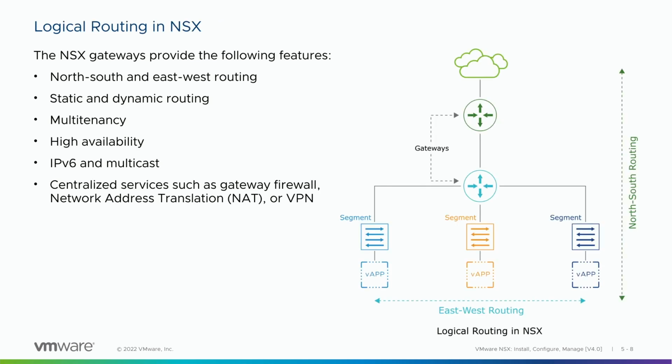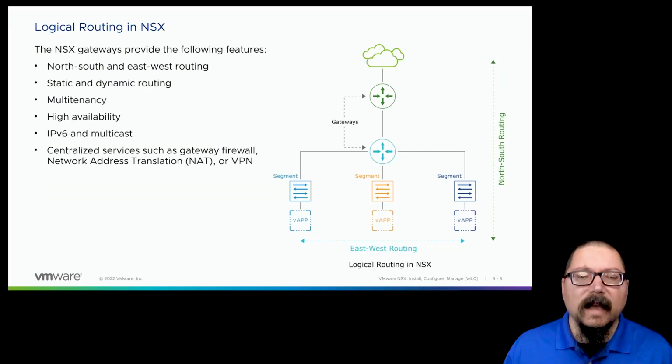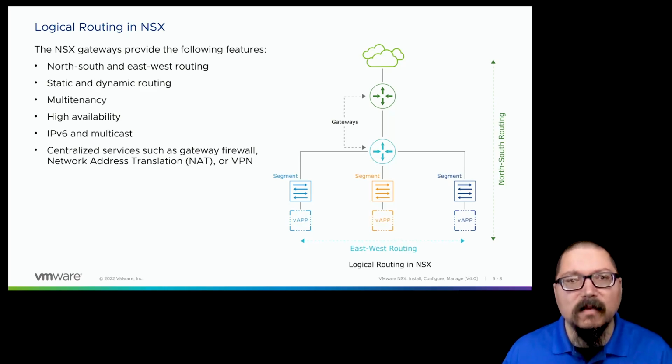Now, in NSX, we're going to have different logical routing to support different needs, right? We have centralized north-south routing. We have distributed east-west routing. And as we start talking about things like directions, east-west routing is really inside of our NSX domain, from segment to segment, perhaps. North-south routing would be into and out of the NSX domain, so from NSX out to your physical network or back in. That's how we approach north-south and east-west.